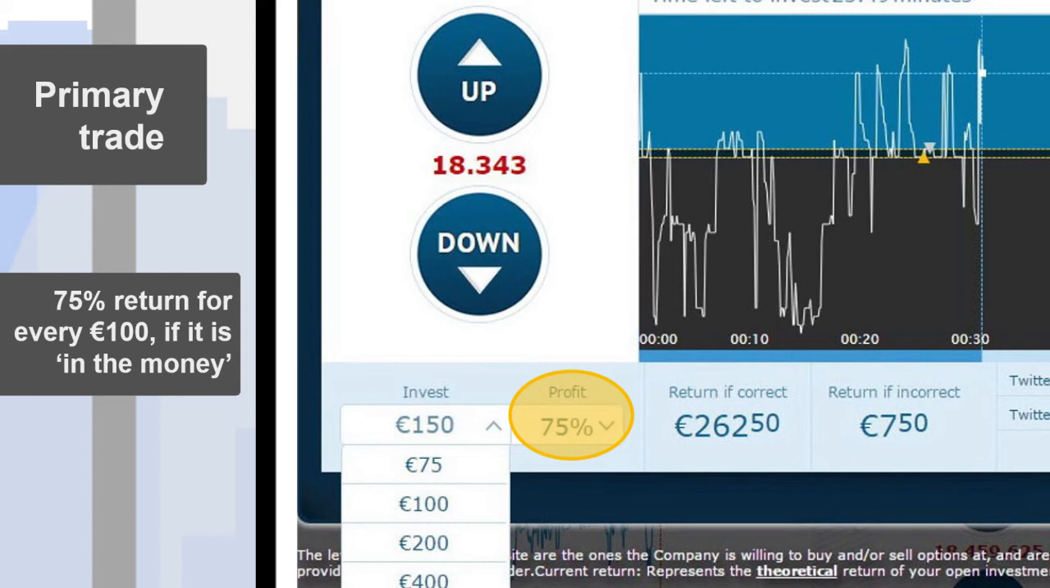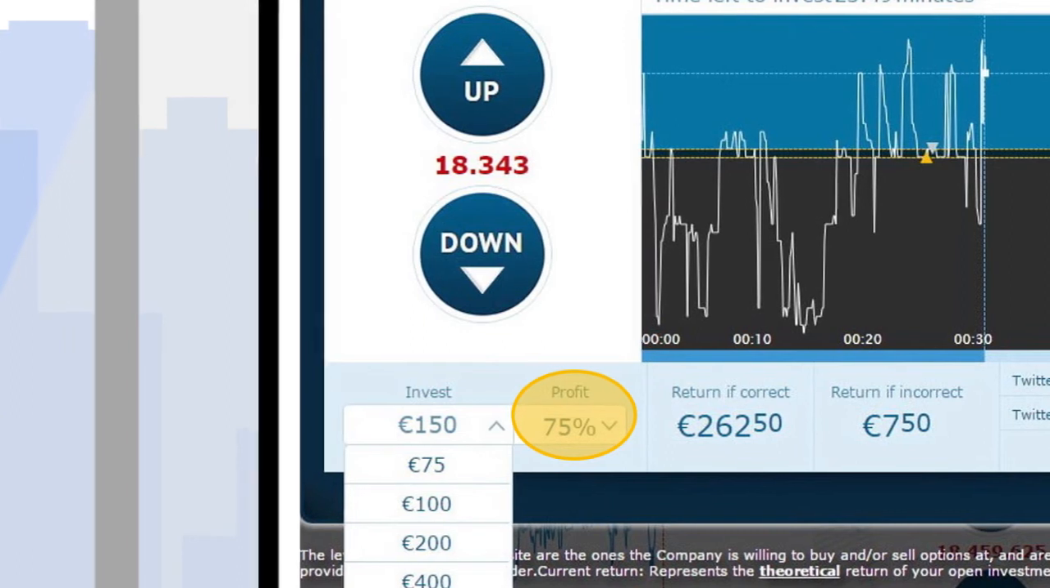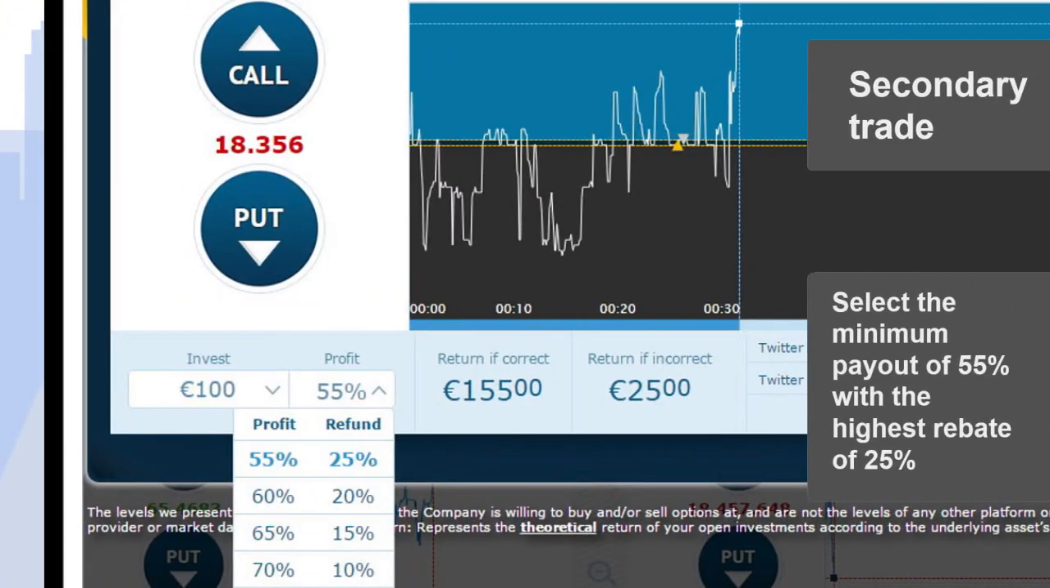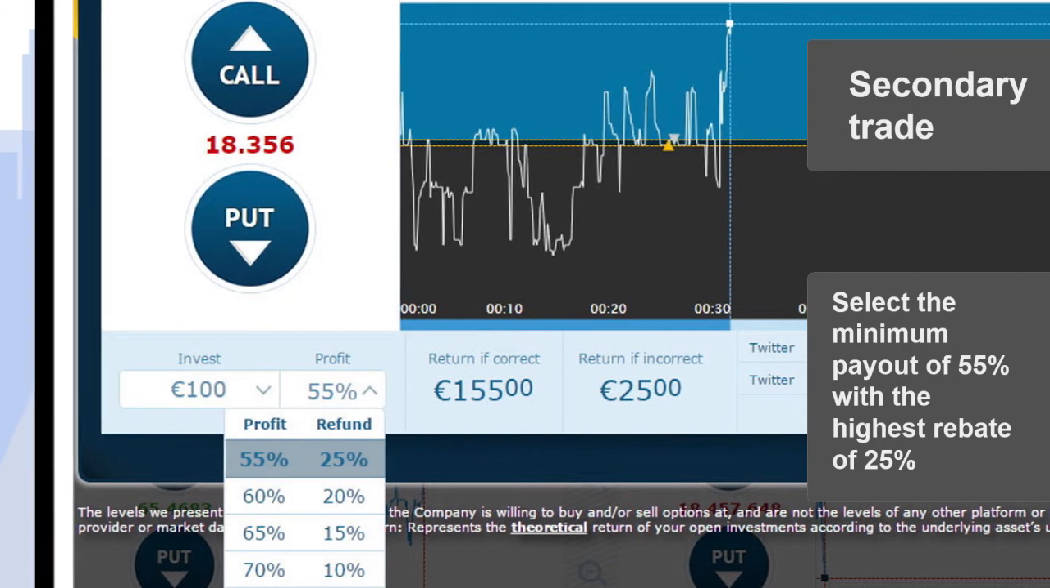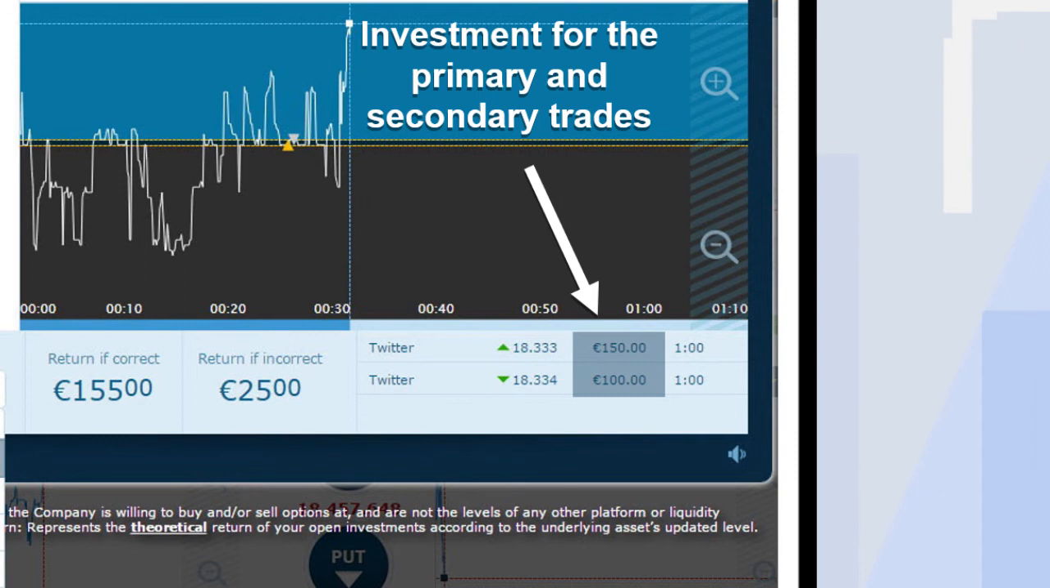This means for every 100 euros we invest, we will receive a 75% return on our investment if our trade closes in the money. And if our primary trade closes out of the money, we will still receive a small rebate of 5%. For our secondary trade, select the minimum payout of 55% with the highest rebate at 25% from the drop-down menu. By doing so, even if our secondary trade closed out of the money, we will still get a rebate of 25% back.